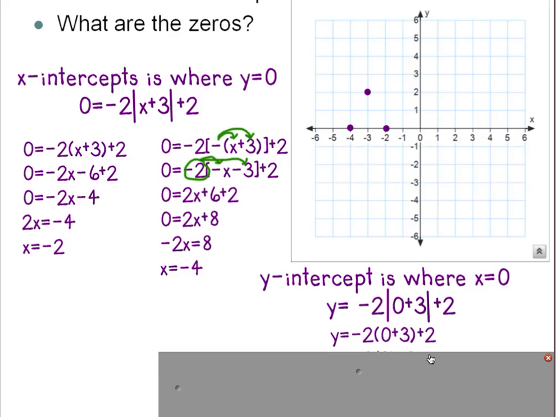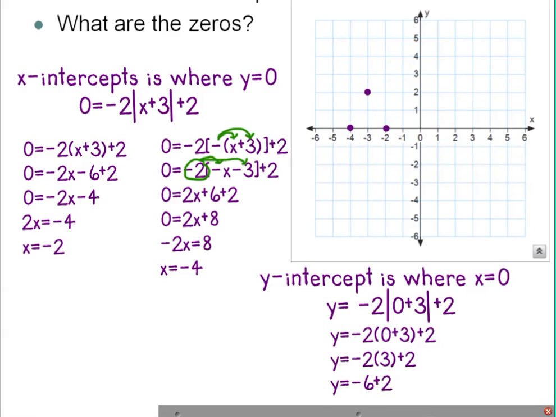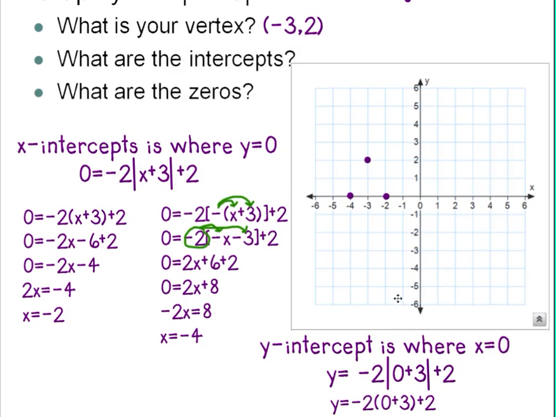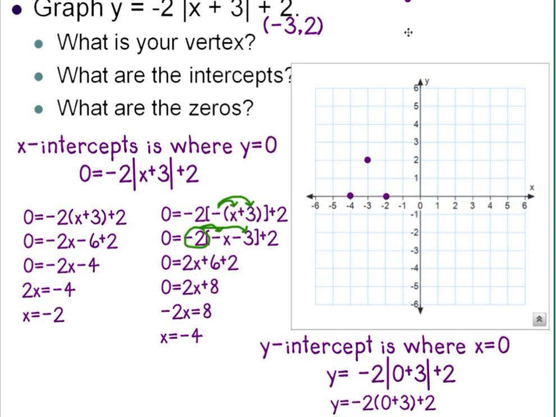So when I do all of this simplifying, I think I'm going to end up with, and my answer should be here somewhere, unless I left it off. Well, your y is equal to negative 4. So I'm going to put that on the graph.